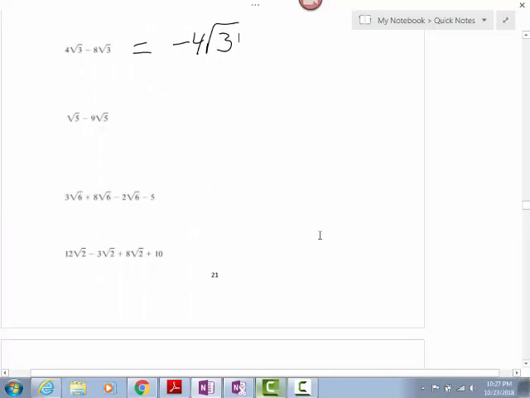Okay? The square root of 5 minus 9 square root of 5. Remember, I can think of the number here as being a 1. So 1 minus 9, negative 8 square root of 5. Okay?